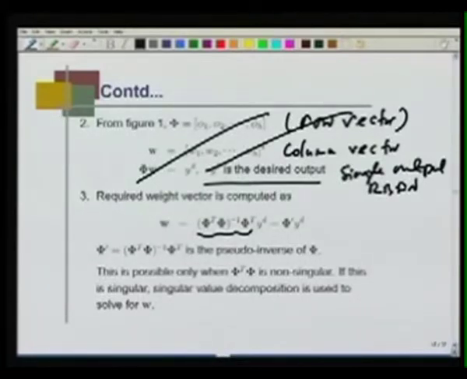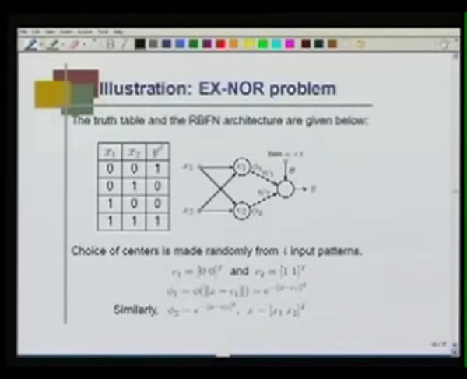That is the summary. So, this is an example. Example is that we take the XNOR function: 0 0 gives 1, 0 1 gives 0, 1 0 gives 0, 1 1 gives 1. We select two centers. Centers can be selected randomly from the input space. In the input space we have 4 data points, so we can select any one of them. Let us select 0 0 and 1 1 as the centers. So, C1 is 0 0, and the other center C2 is 1 1.